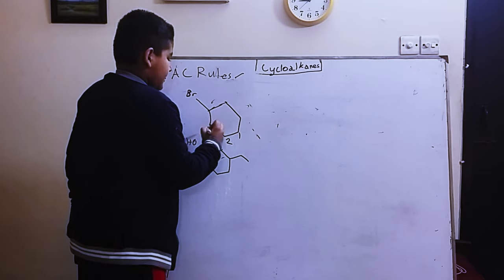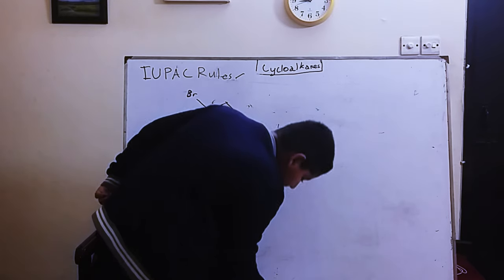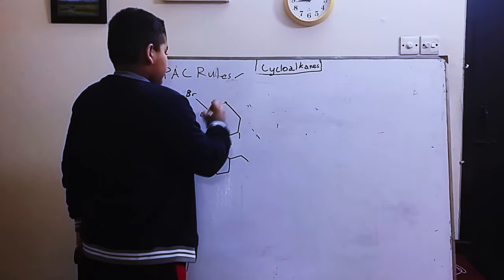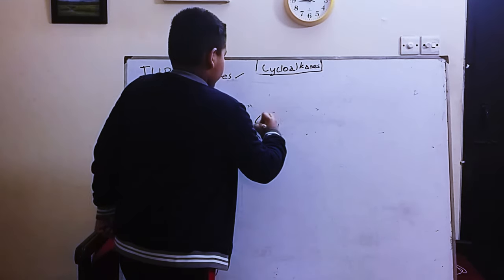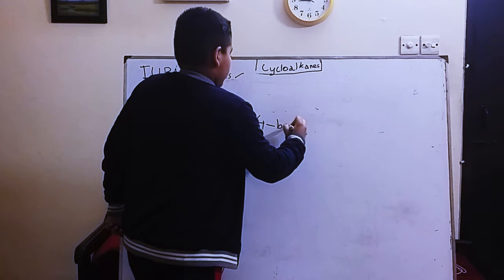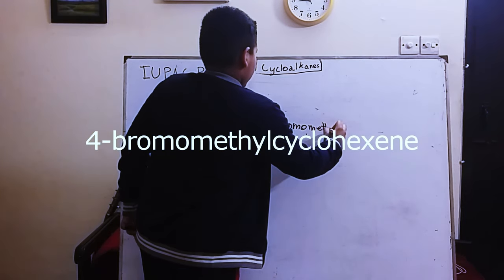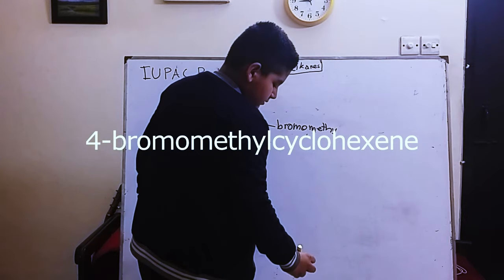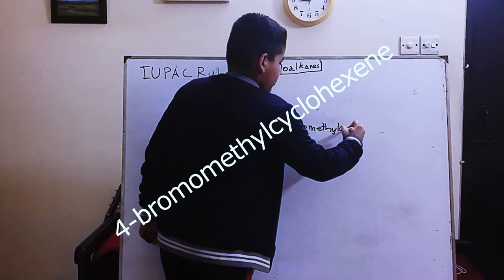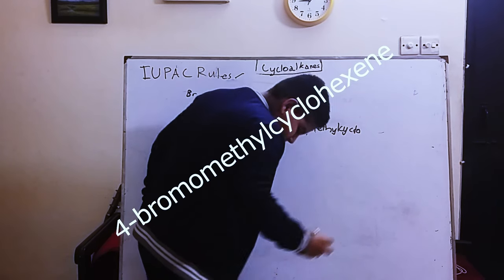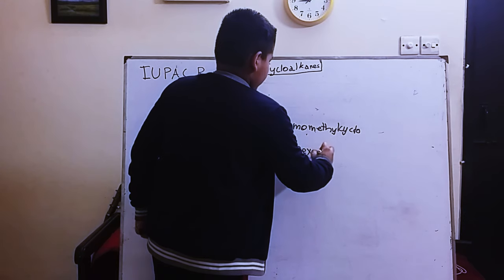Now here are more examples. We basically do the same thing. Then we write the name like 4-bromomethylcyclohexane.